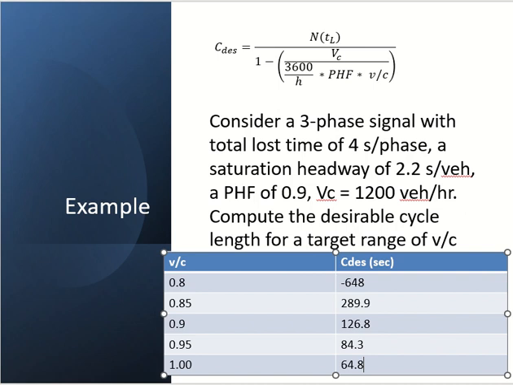Now look at the last two values, or any of the values. This one is 84, this one is 64. 84 point something, 64 point something. What will be your final value if you want to just get rid of the fractions?